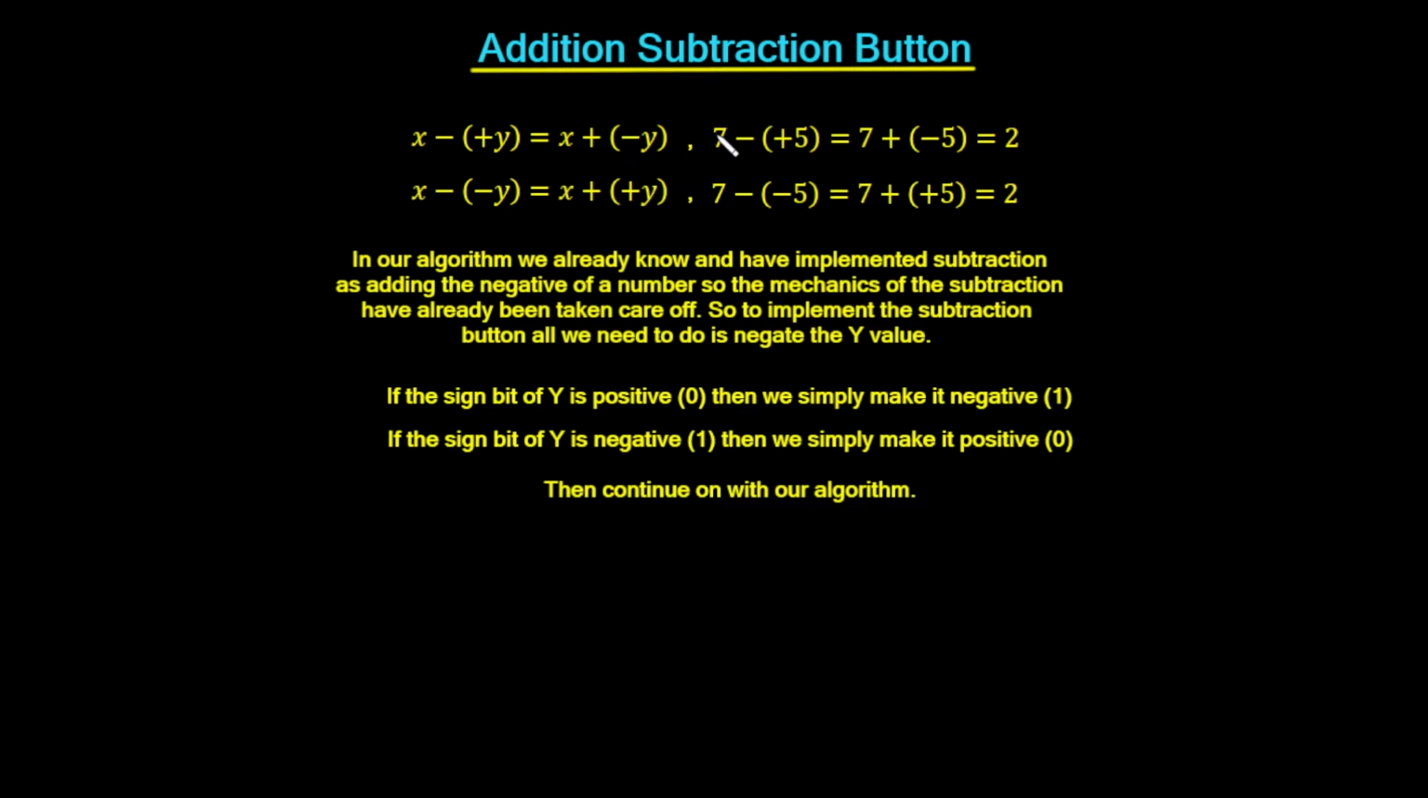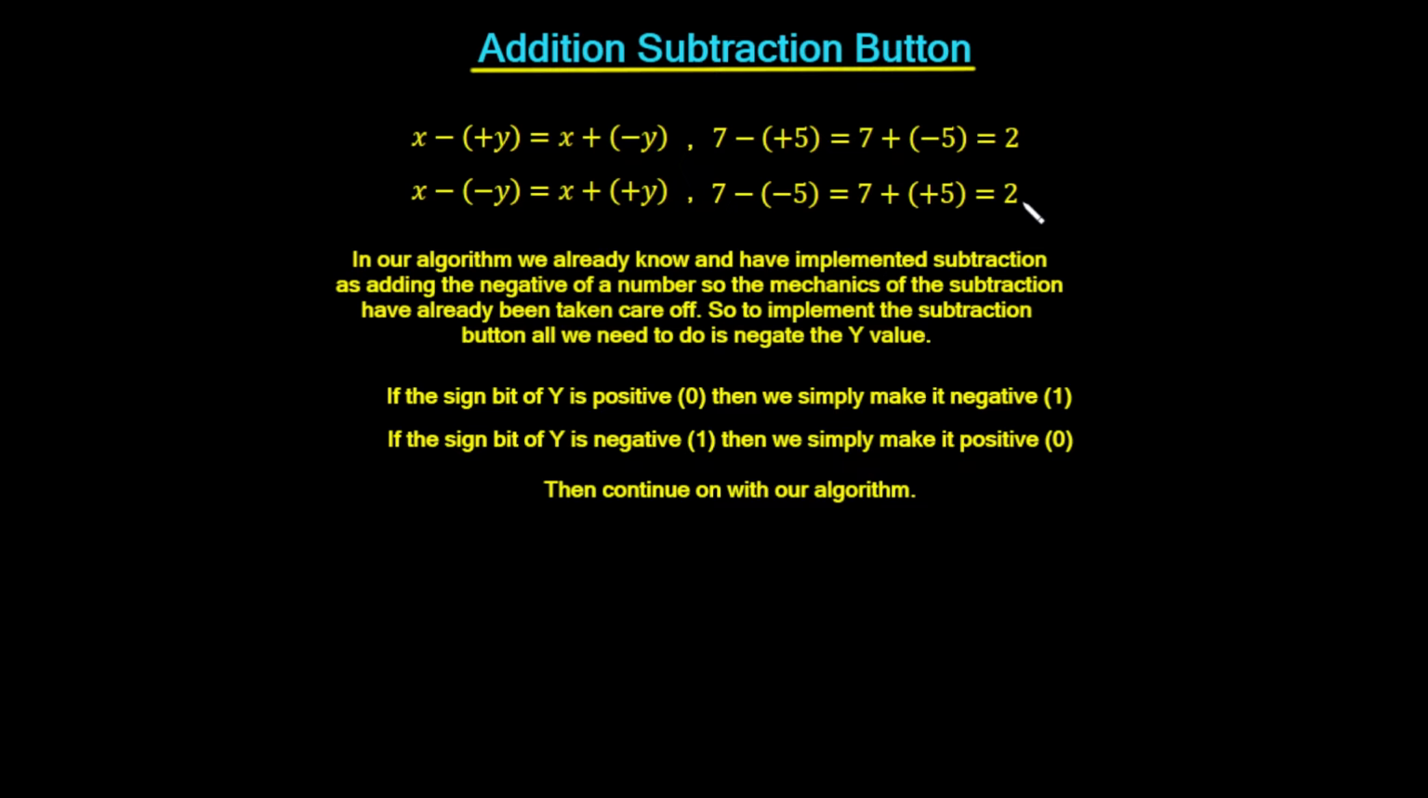So for example, if we had 7 and we put in the subtraction button and we're subtracting off the value of 5, then we can write that as 7 plus minus 5, which is equal to 2. Equivalently, if we were subtracting off the negative value of y, then this would be equivalent to adding on the positive. The two negatives cancel. So for example, you would have 7 minus minus 5, which would equal 7 plus 5, which is equal to 12. So this is what we want to implement.